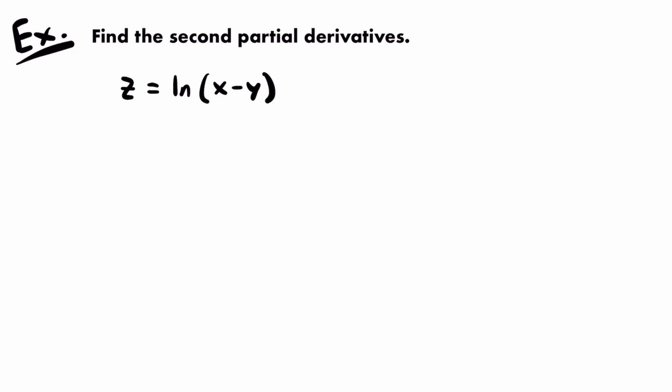I'm going to use a different notation this time. Let's use this notation, zx. And so if we're taking a derivative with respect to x, we're going to treat y as a constant. And so what do we do here?